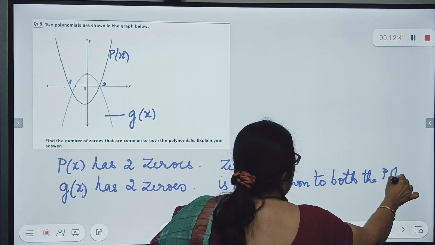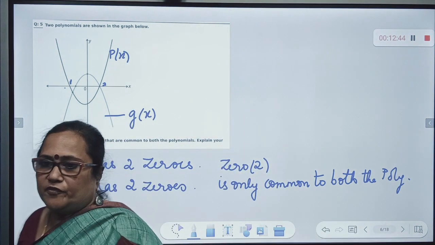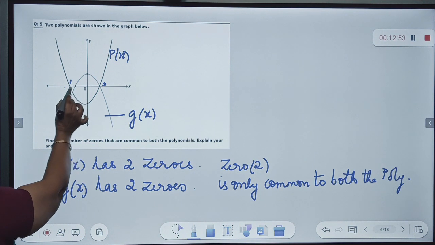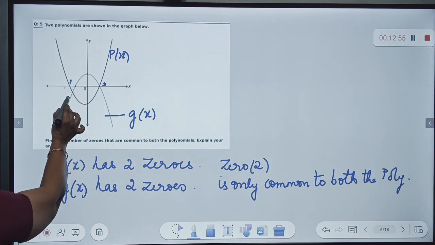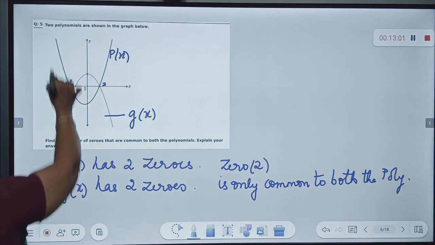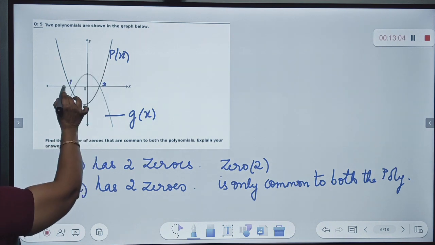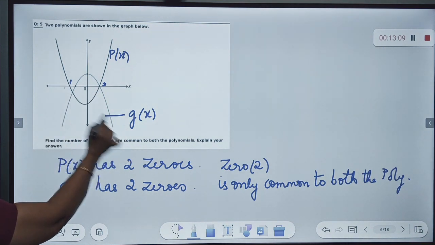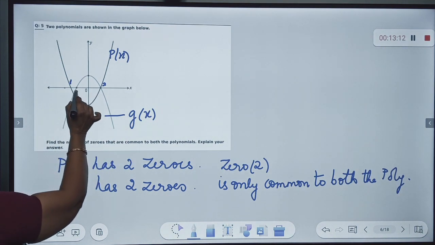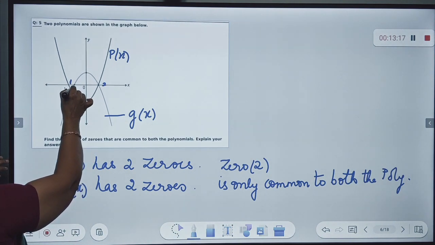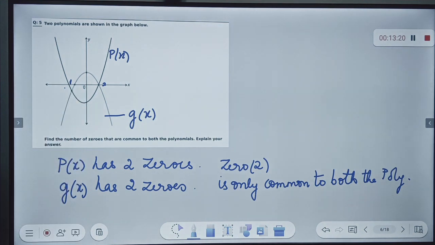So what we understand is each of the two polynomials p of x and g of x has 2 zeros, while 1 zero is different for p of x and g of x. This is for g of x and this is for p of x. For p of x, where does it cut? Here. This is 1, the first root. So the zeros of p of x are 1 and 2. The zeros of g of x are 3 and 2.